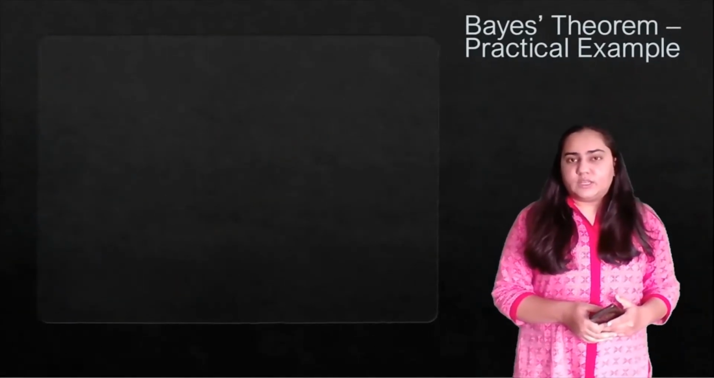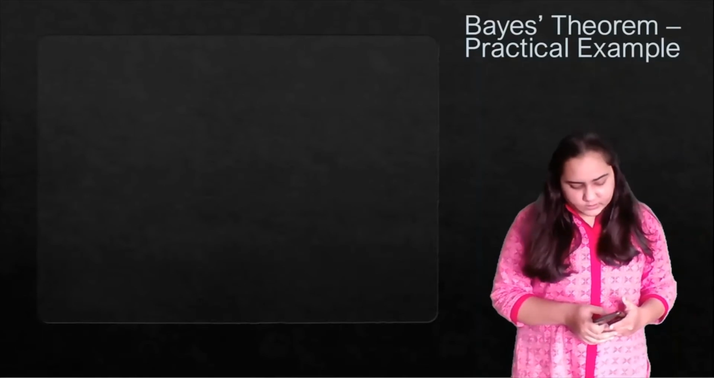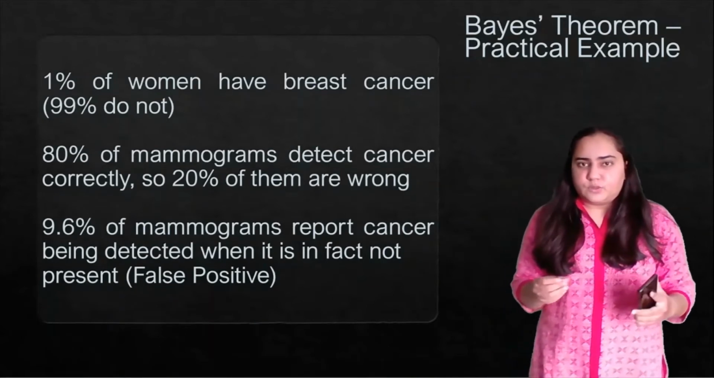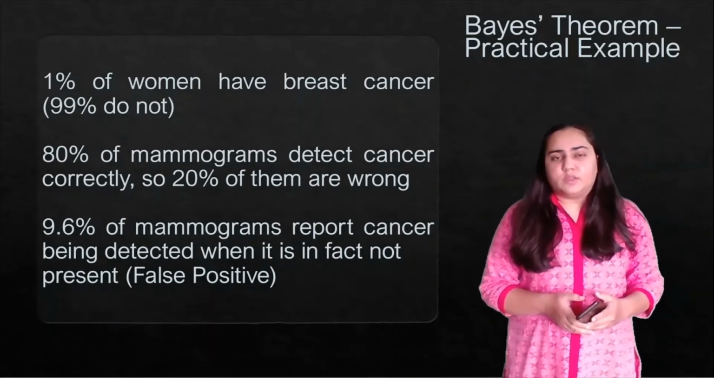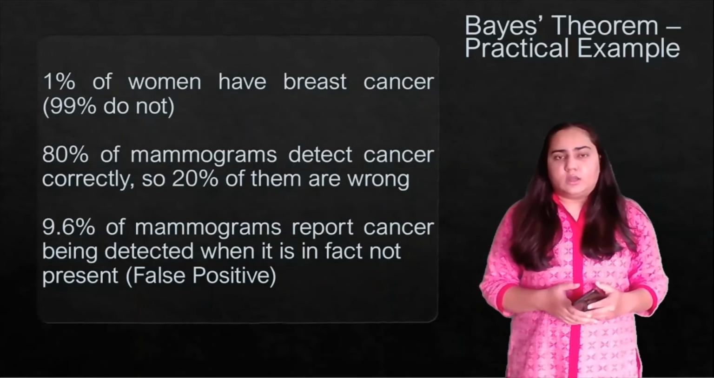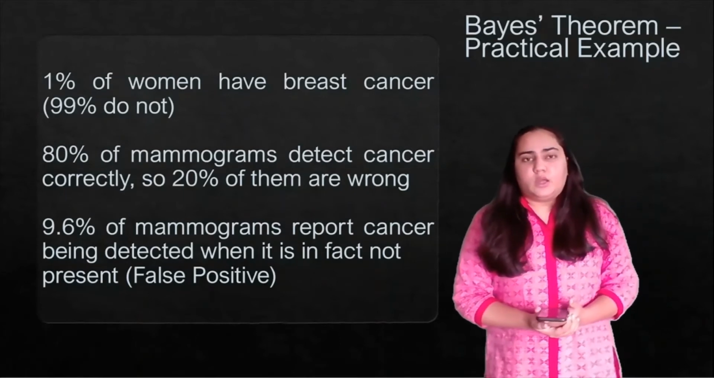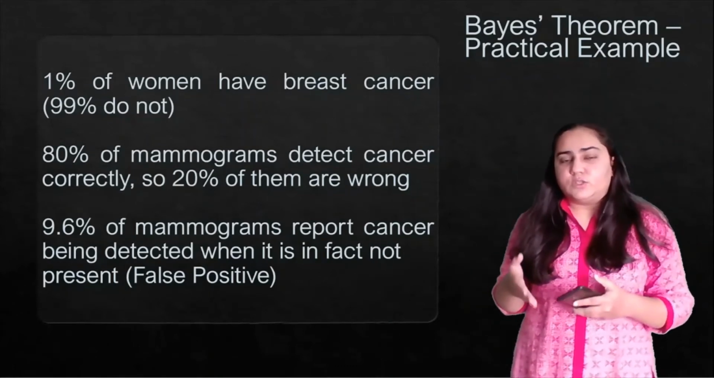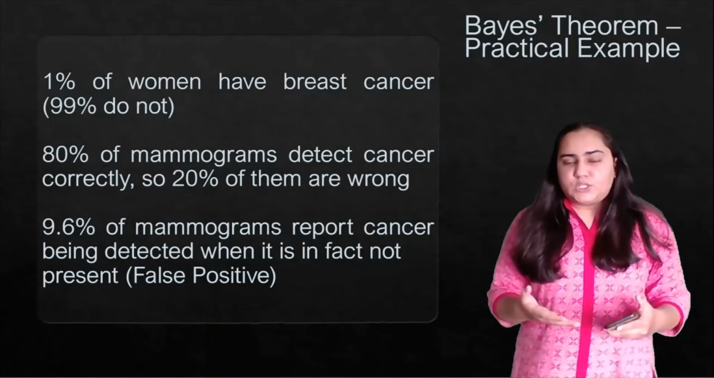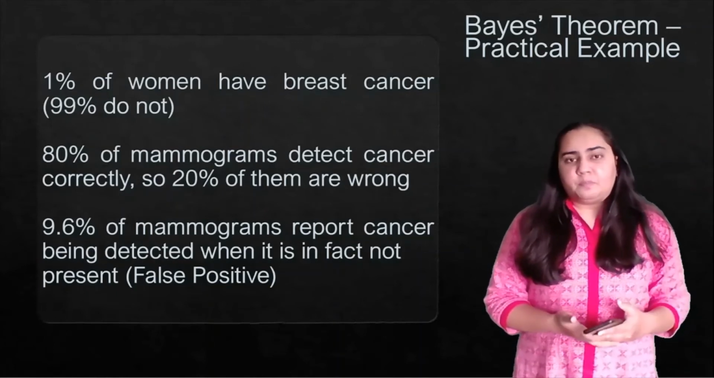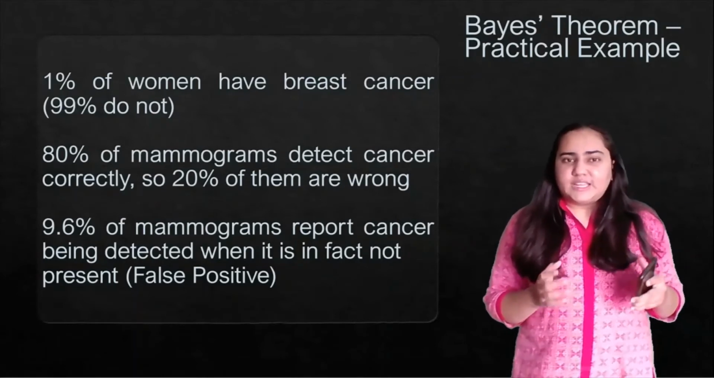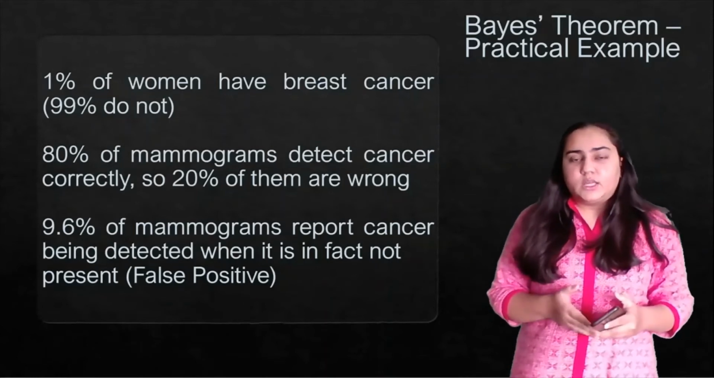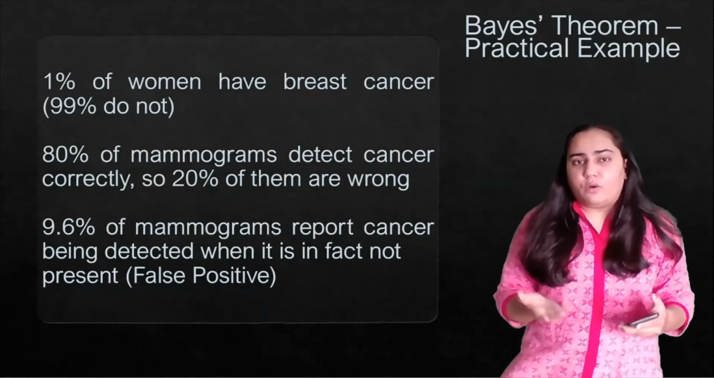And now we are going to see a practical example of the Bayes' theorem. So let us say this is a practical example. So this is some statistical data. It's not something that's just randomly written. So now 1% of women have breast cancer, which means 99% of women do not. And the test which is done to detect this type of cancer is known as a mammogram. So 80% of mammograms detect cancer correctly. And that's why 20% of them are wrong.